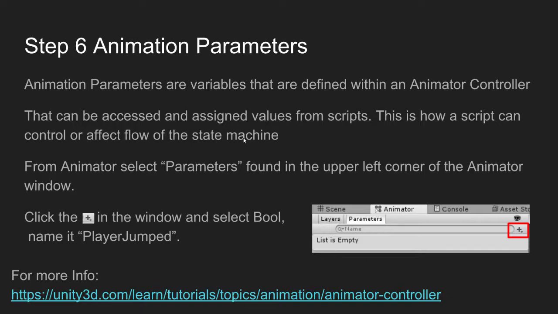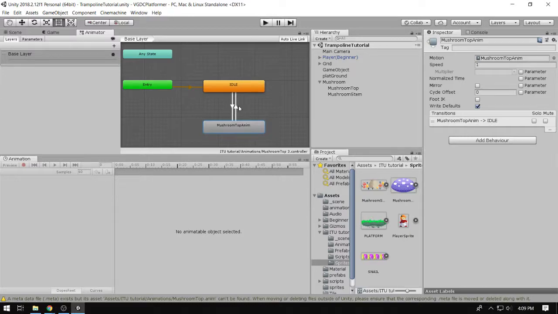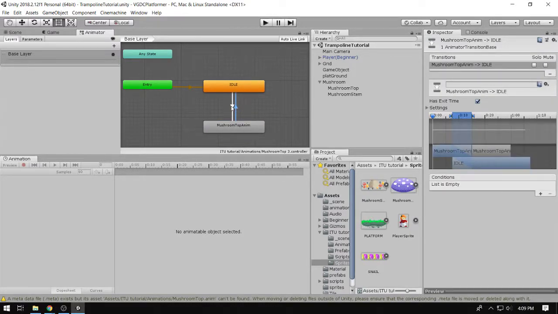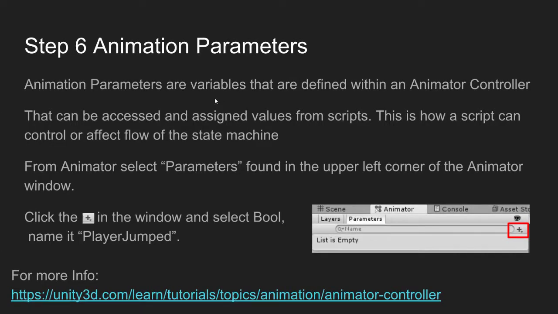So then we have animation parameters. Animation parameters are variables that are defined with an animator controller. Like we were talking before, the Boolean statements that we need, the true or false statements to move this stuff, are going to be those animation parameters. If you click on the animator parameters plus, you can create new conditions to control the state machine states.